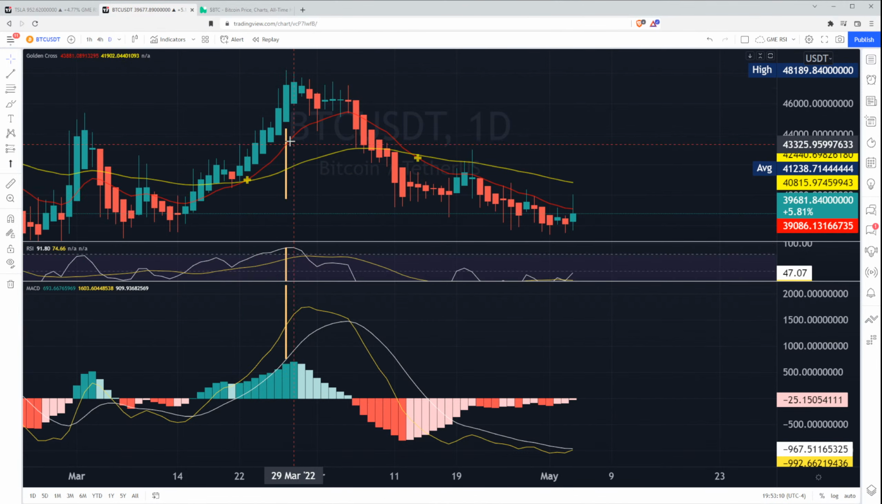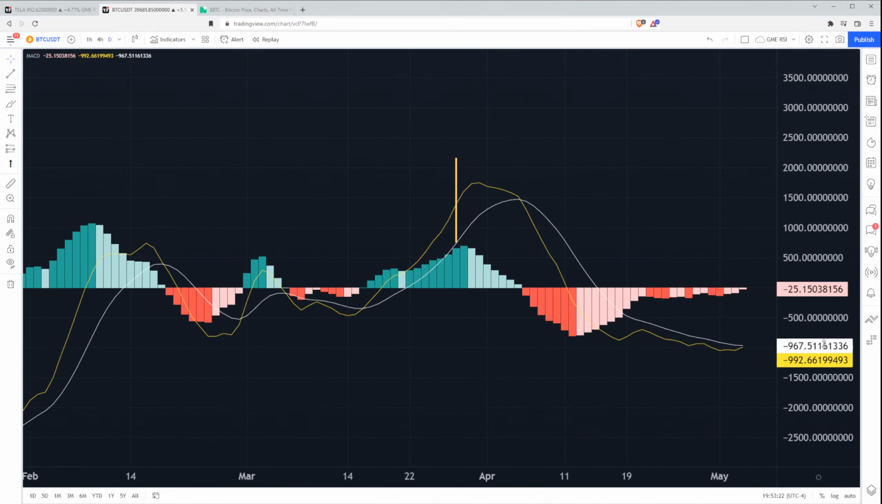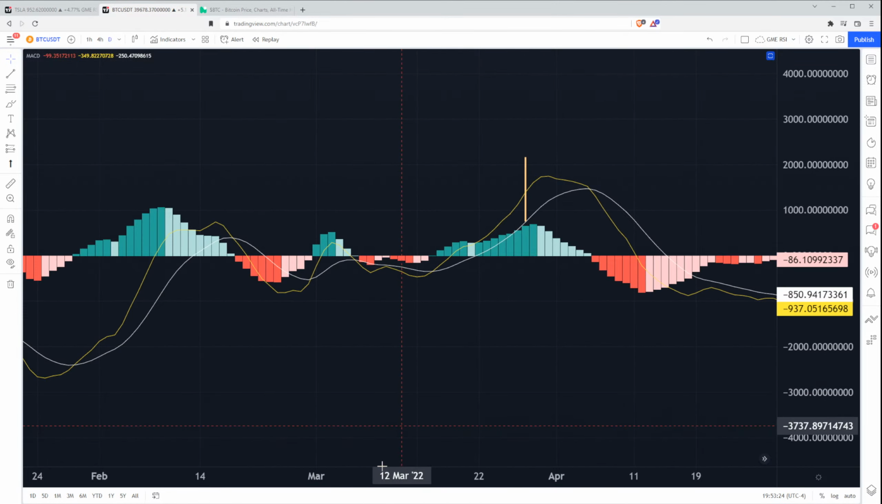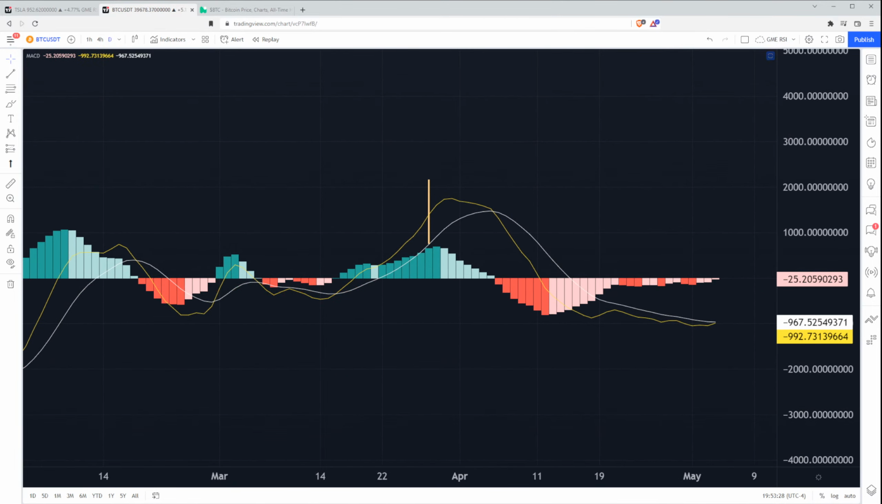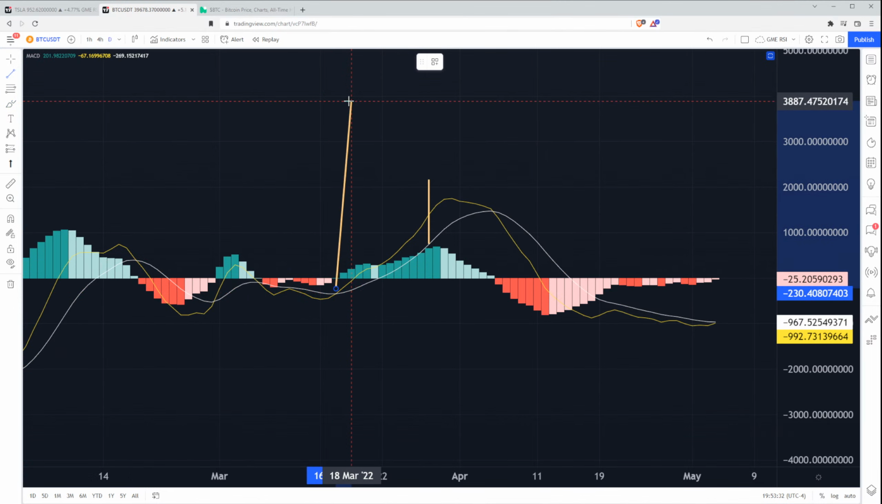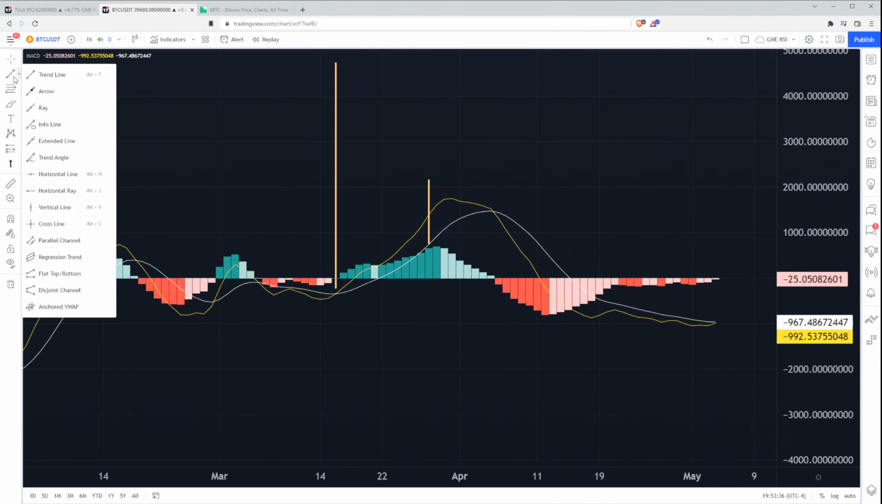Let's see where you would have accumulated your Bitcoin before that push up. We don't want to look at the candles. Let's just look at the MACD for this one. So we're gonna go to MACD full one. The golden line crossed above, so this was an accumulation block right here. I'm just going to draw the lines up. So this is one time you could have accumulated. This is another time.